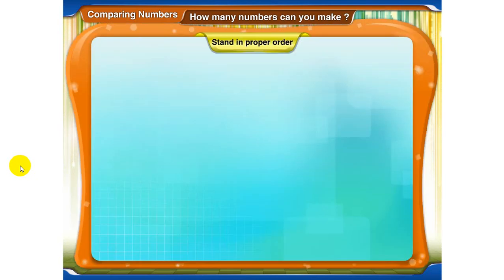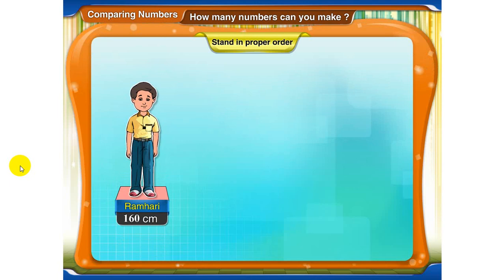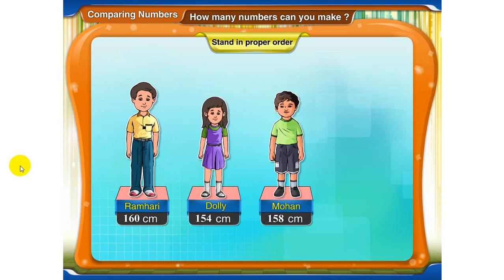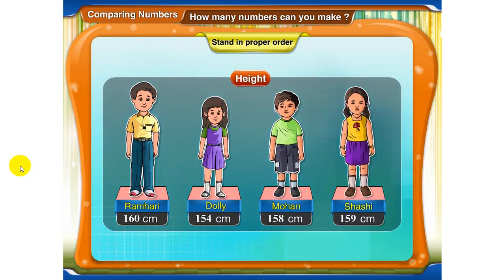Stand in proper order. Here, the height of Ramhari, Dolly, Mohan and Shashi are given in centimeter. A. Find the tallest and the shortest height among them. And B. Arrange them in the increasing order or decreasing order of their heights. Let's find the solution.